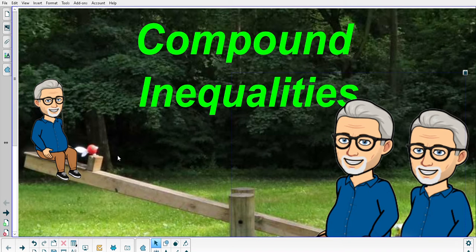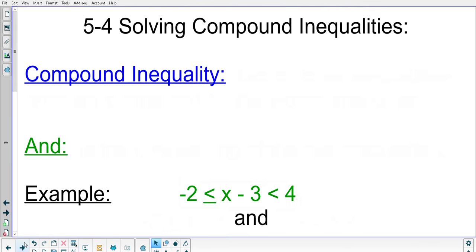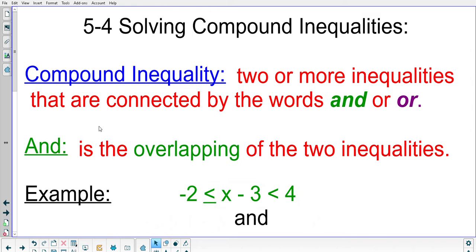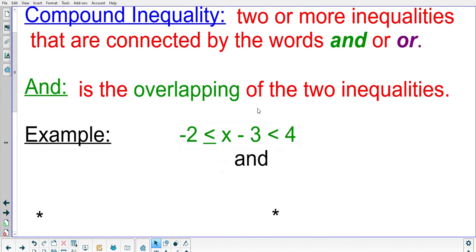Okay, today we're going to talk about compound inequalities. A compound inequality is two or more inequalities that are connected by the words "and" or "or." When they're connected by the word "and," a compound is the overlapping of the two inequalities, which means the true part of that inequality is one that fits both conditions.